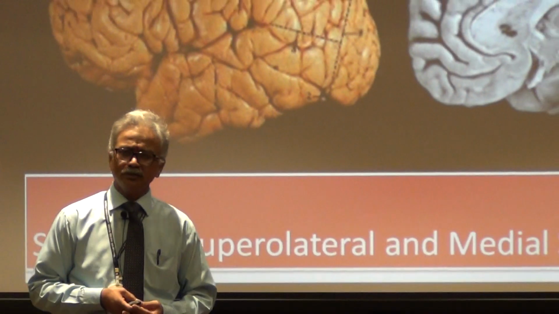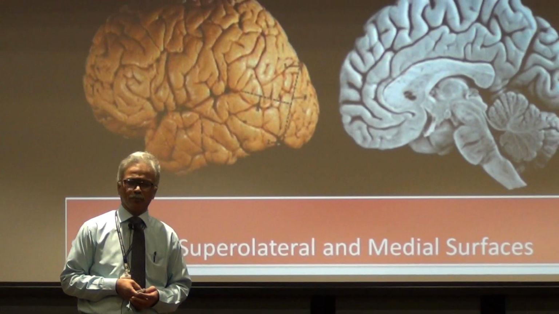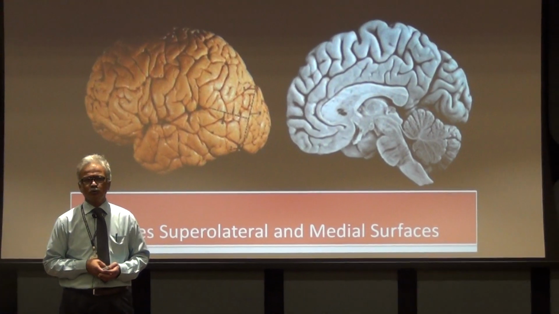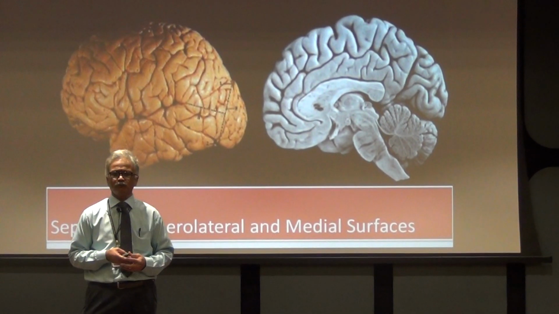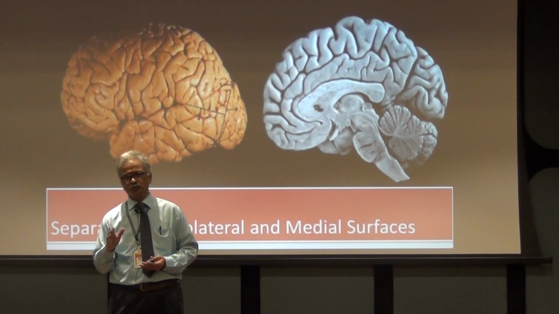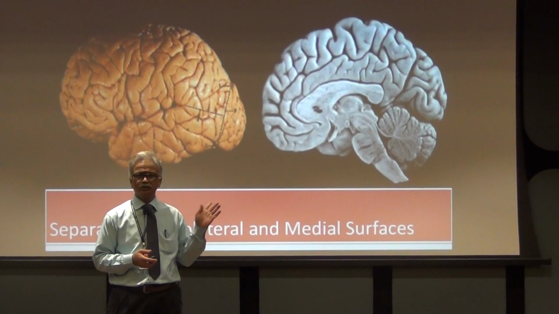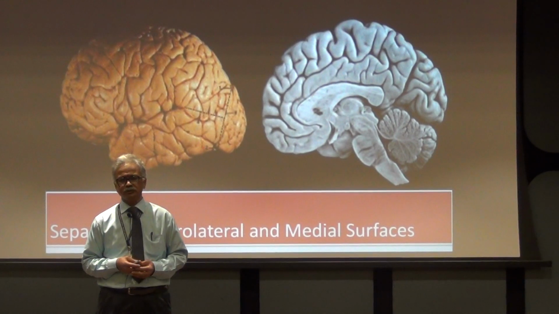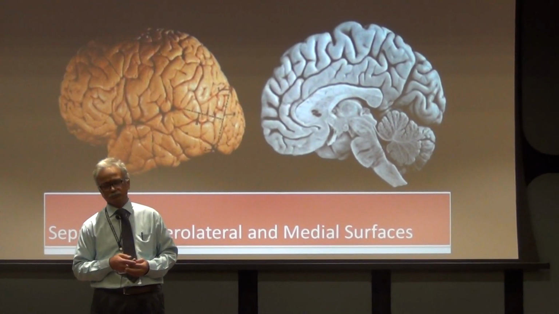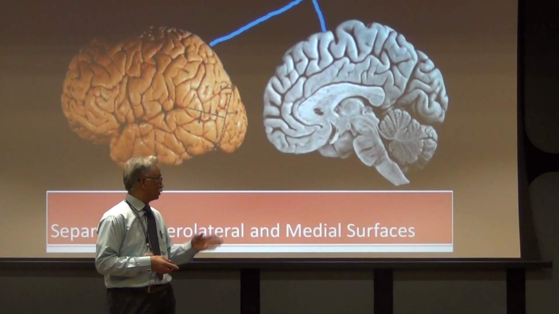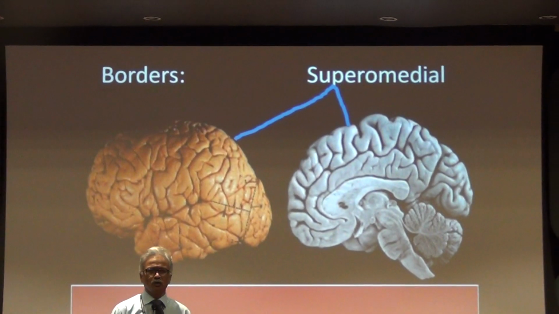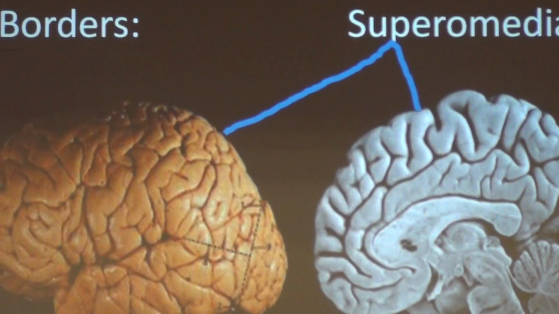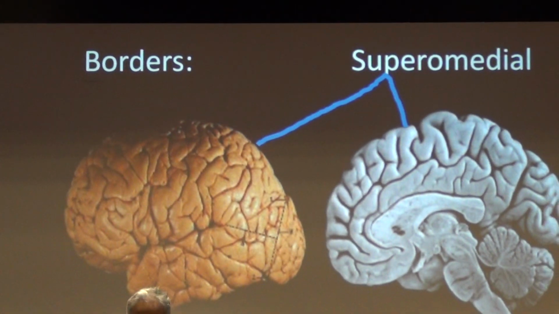Now let us discuss about the borders of the cerebrum. The superomedial border separates the superolateral surface and the medial surface. You can see both superolateral surface and medial surface in the pictures, and you can see the superomedial border separating the superolateral surface and medial surface.